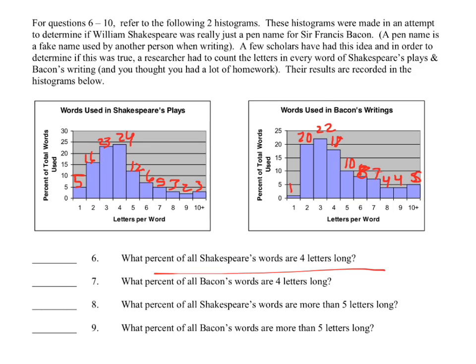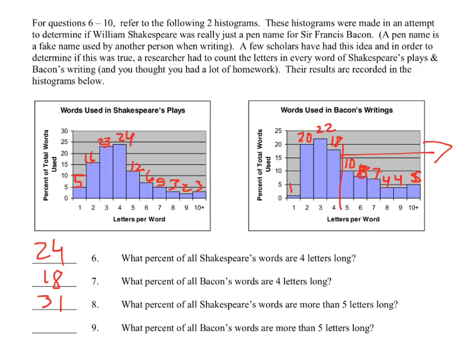Okay, what percent of all Shakespeare words are 4 letters long? Well, that's right here, and that's just 24. And then what percent of Bacon's words are 4 letters long? Well, that's this section here, 18. What percent are 5 or more? Well, this section here would be 12 plus 6, 18, plus 5 would be 23, plus 3, 26, 28, plus 3 would be 31.